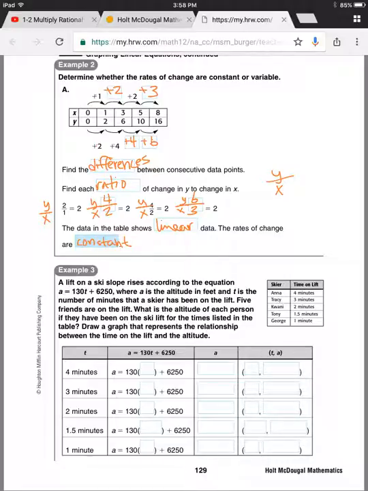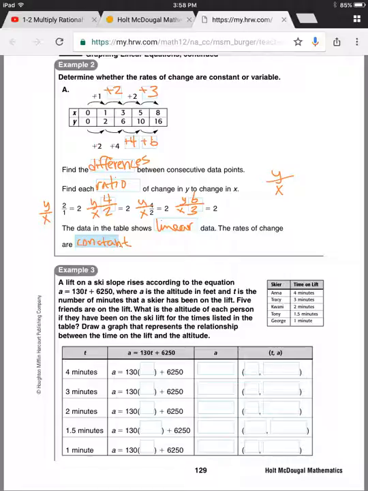A lift on a ski slope rises according to the equation A equals 130t plus 6,250, where A is the altitude in feet and T is the number of minutes that a skier has been on the lift. 5 friends are on the lift. What is the altitude of each person if they have been on the ski lift for the times listed in the table? Draw a graph that represents the relationship between the time on the lift and altitude.